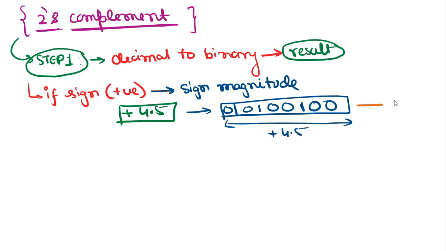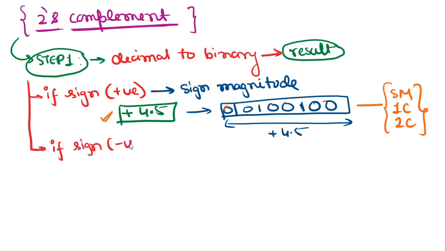Actually this sequence will represent plus 4.5 whether it is sign magnitude, 1's complement, or 2's complement. In all three cases, the positive part will look exactly the same. The only change comes when we try to represent a negative value. If the sign is negative, let's take an example here, minus 4.5.